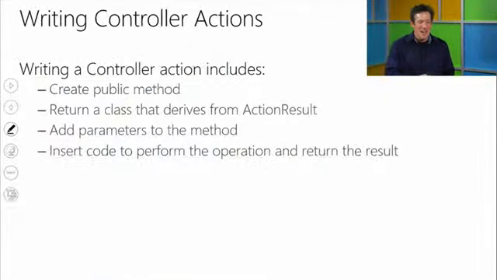Exactly. Now, if we forward on over to the next slide, once again, and I know we keep hitting this point, but it is true, here are the basic steps for writing a controller action. Step 1, create a public method. Step 2, return a class that derives from ActionResult. Number 3, add parameters to the method. And number 4, insert the code to, as we technically put it, do stuff.